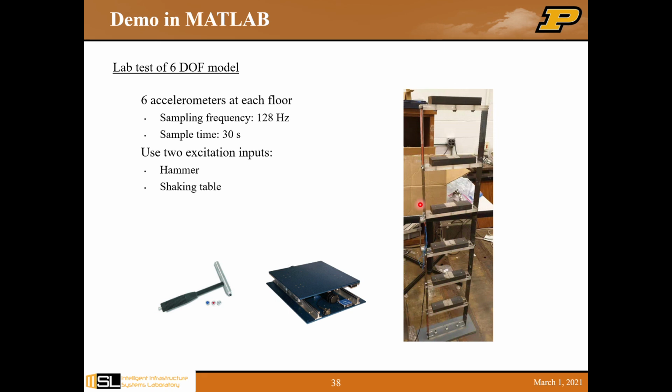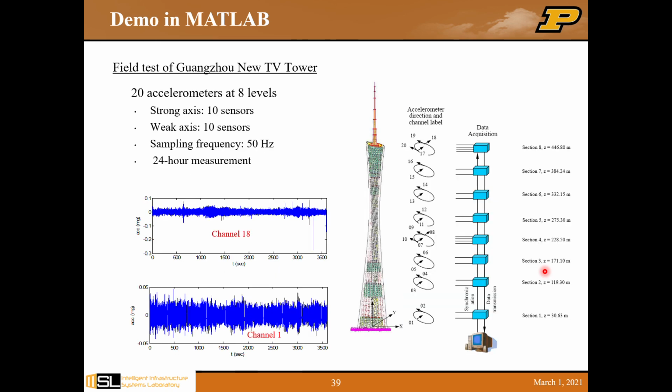We have 6 sensors, and each of them is deployed on each floor. The sampling frequency is 128 Hz, and we have a total of half a minute of measurement data. The measurement data has 2 excitation inputs. One is hammer testing, where the hammer hits different locations of the floor, and also we have the shaking table to emulate the ground motion and random excitation. The second demo I will show is to apply the modal analysis to the field test data from Guangzhou New TV Tower.